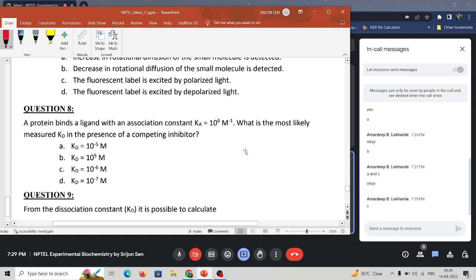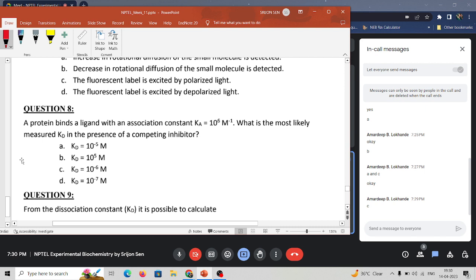And when there is a non-competing inhibitor, you see the Kd value actually decrease. That is 10 to the power minus 7 you would be observing for a non-competing inhibitor. But for a competing inhibitor, you are getting a Kd value of 10 to the power minus 5 molar. So you need to keep in mind how the presence of an inhibitor actually affects your Kd value.